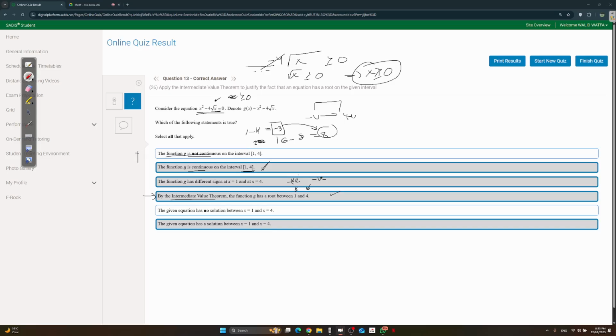So this is wrong. The function g has different signs at 1 and 4. We just checked that earlier. Remember, I got you -3 and 8. Those are different signs. IVT, I told you how. The given equation has no solution. Why would it be no solution? We just figured out that there is a root, so that means there is a solution. When you say there's a root, that means there's a solution. That's what it means.